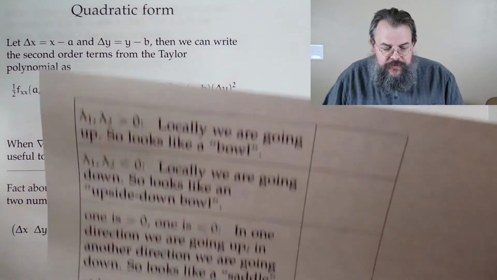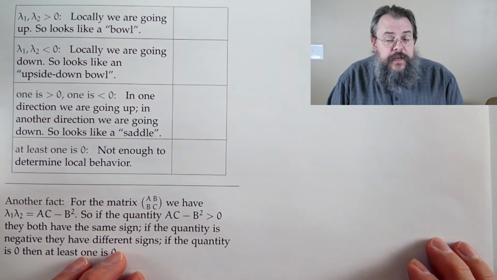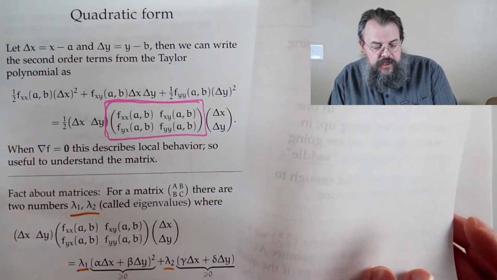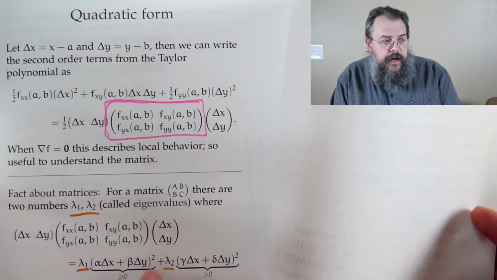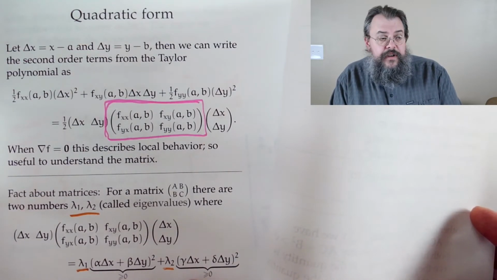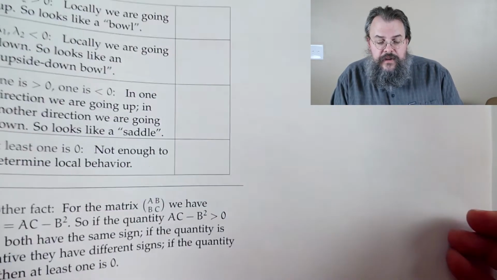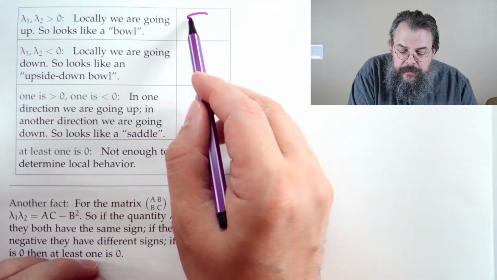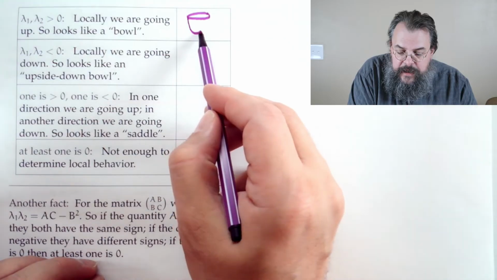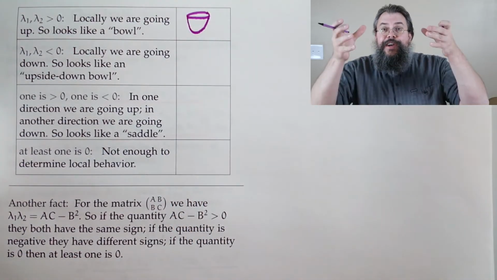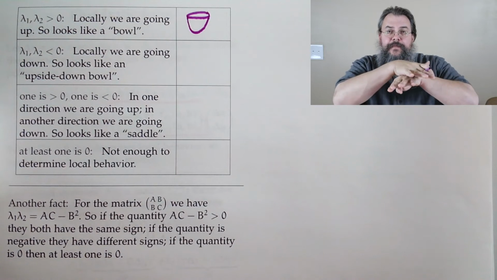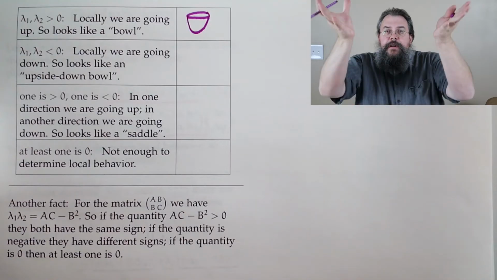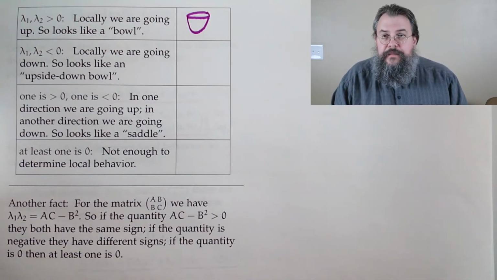So, what are some possibilities? Well, let's run through them. If lambda 1 and lambda 2 are positive, what does that say? If we scroll back here, if lambda 1 and lambda 2 are both positive, everything goes up because everything is greater than 0. So we look like a bowl. Lambda 1 and lambda 2 being positive says we have that type of shape. Locally, we're coming up, so our function is coming up as a bowl above our flat tangent plane.